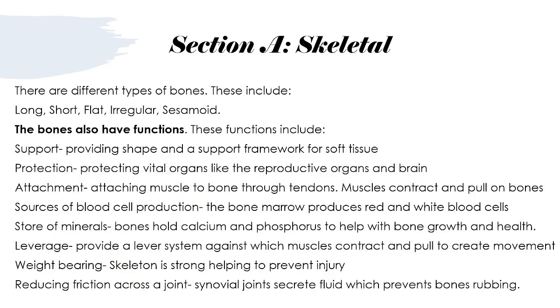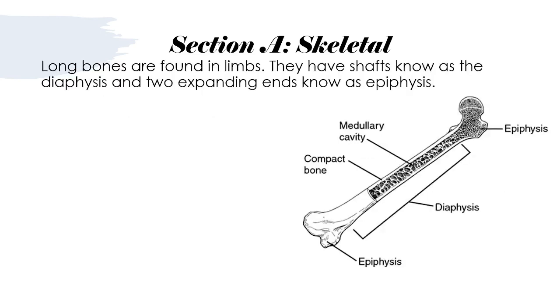There are different types of bones. There's actually 5, not 4. They include long, short, flat, irregular and sesamoid. They've also got lots of functions, and the functions of these bones could include support, protection, attachment, source of blood cell production, store of minerals, leverage, weight bearing, and reducing friction. Each of them has a different role, and you can see them there. Pause the video if you need to look into that in more detail.